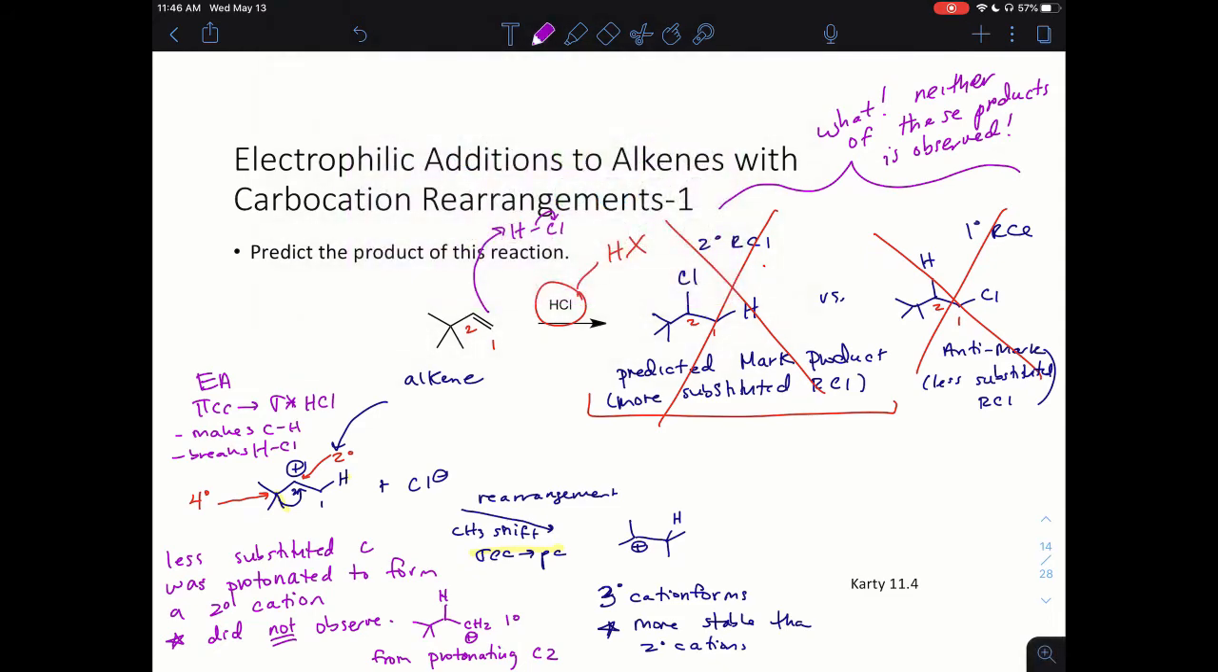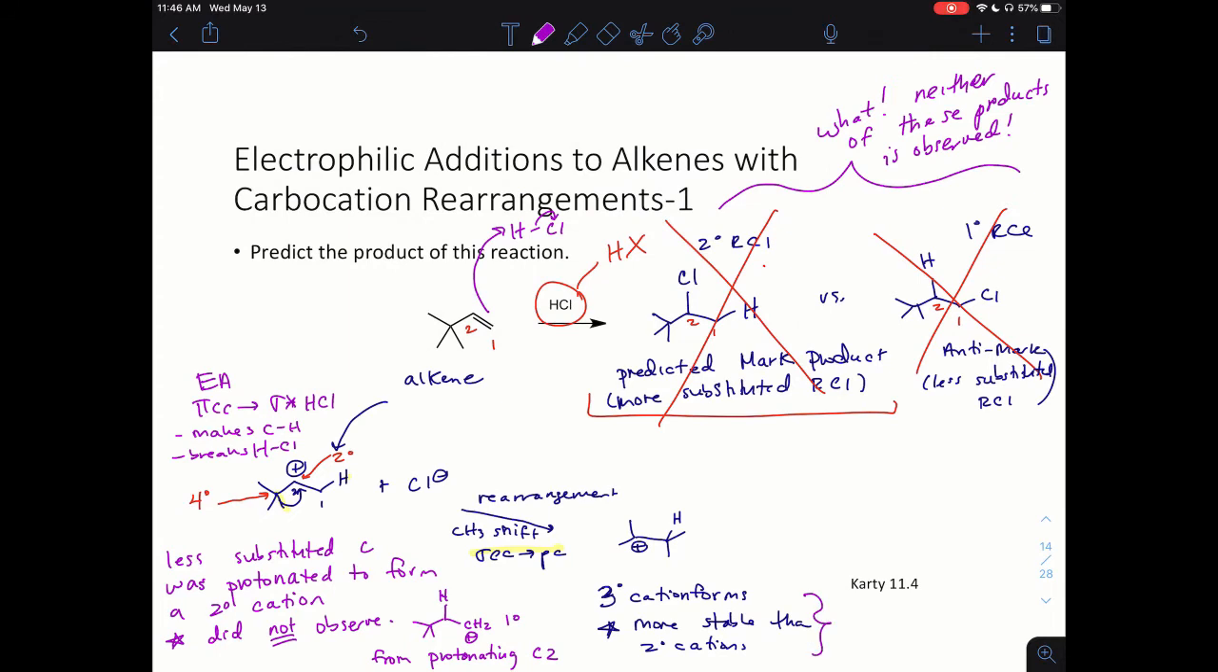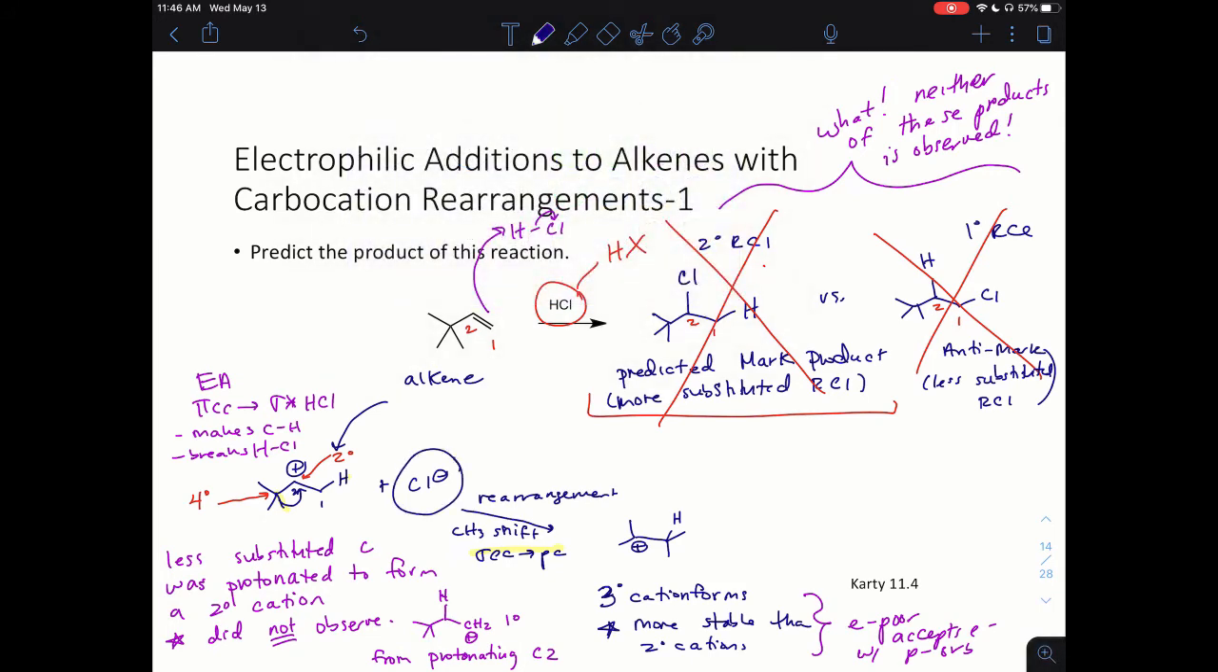So then from here, certainly, this is an electron-poor species, and it's going to react as you would expect. It will accept electrons with its empty p orbital. We're looking for an electron-rich species. Hey, there it is, chloride. Let's rewrite chloride over here. Chloride will attack. That generates this rearranged product.